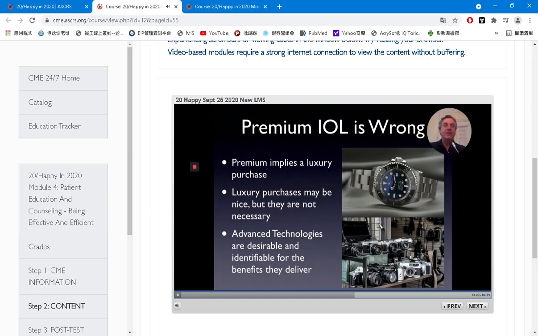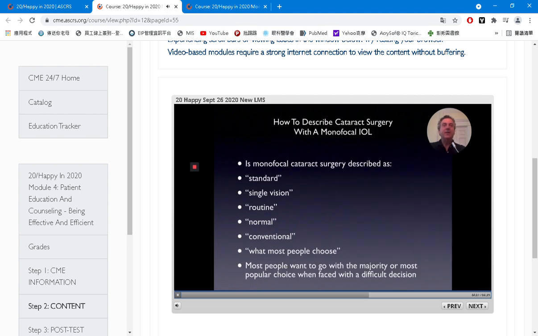So if you think of cameras, as you buy a better and better, higher quality camera, you get more features, better focus, and more flexibility. And this is the way to think about lenses. So advanced technologies imply something that's better. Premium technologies may imply something that's more costly, but may or may not actually function better. So the question then is, how do you describe things to your patients?